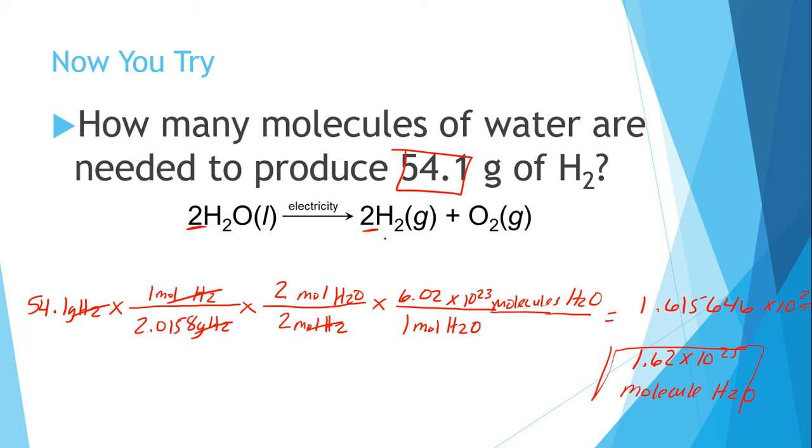Couple things to note before I sign off. Remember, these should be the same compound. These ones should be the same compound. The only time you can have a different compound is when you're working with mole ratio.